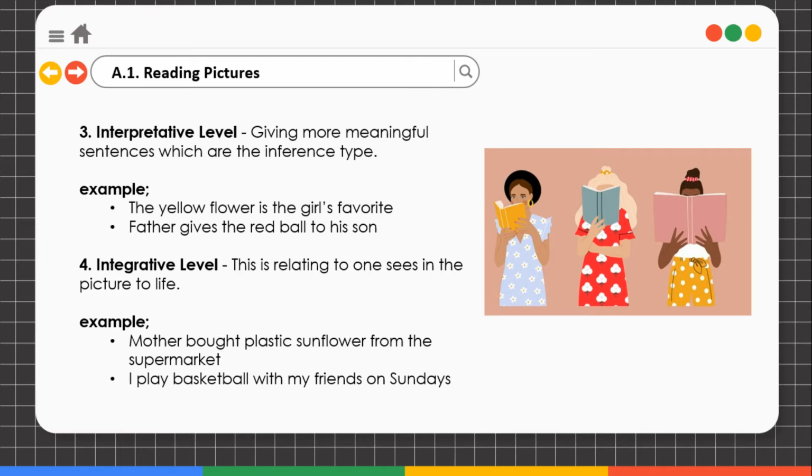So the teacher only presented an image of a flower and a ball, but the learners can share personal experiences that are related to the image.